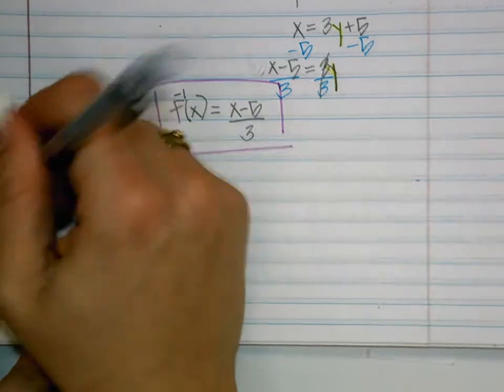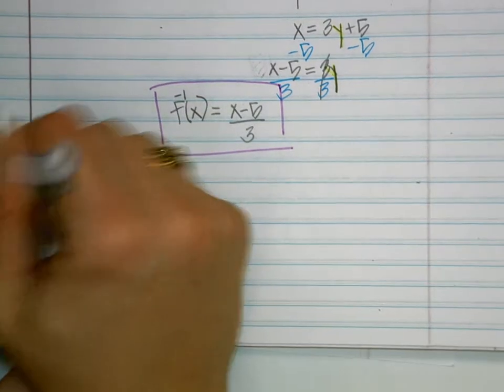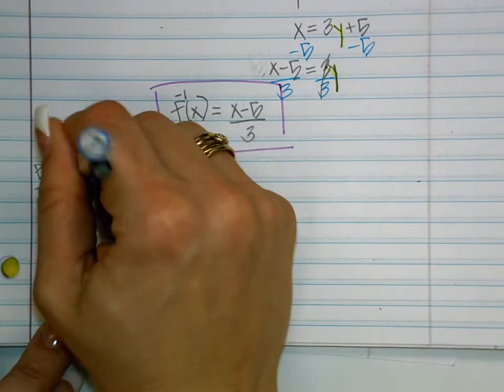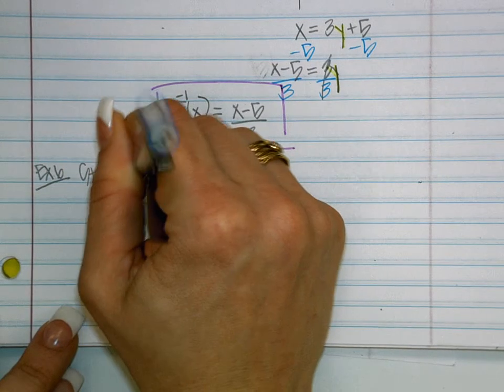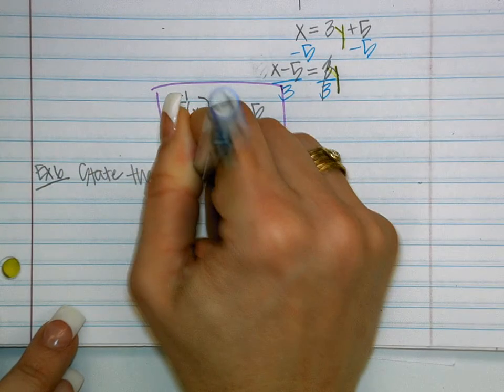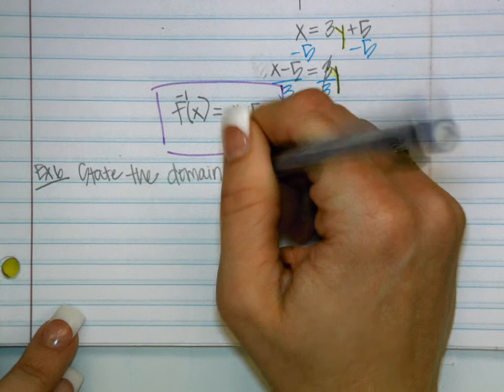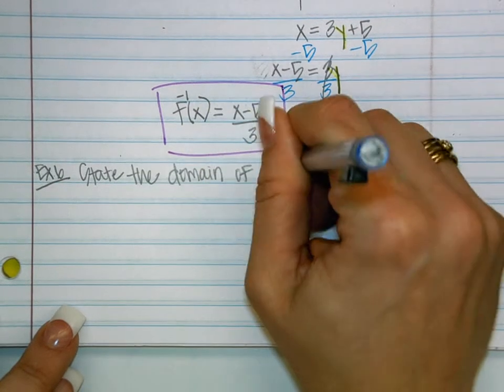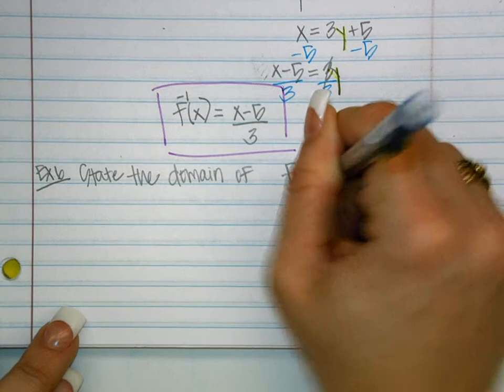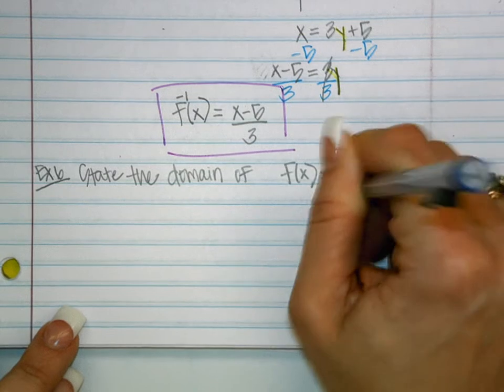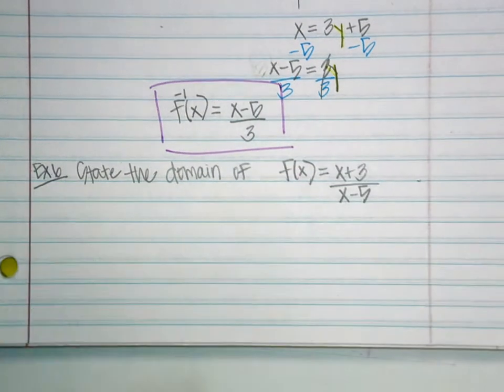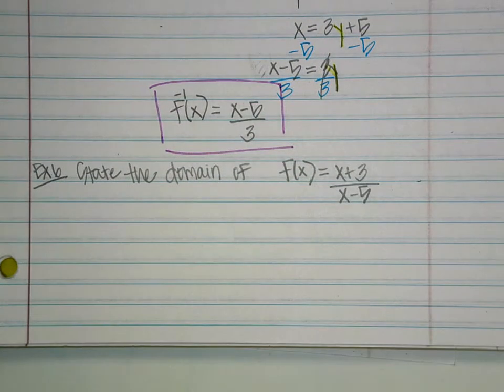And then the last one we're going to work on today is number 6. For this one, I would like you to state the domain of f of x equals x plus 3 over x minus 5.